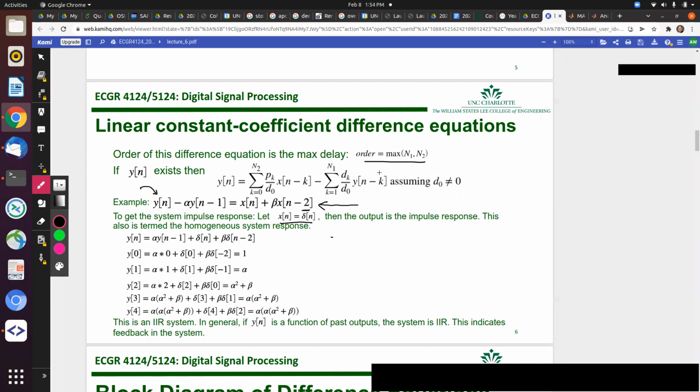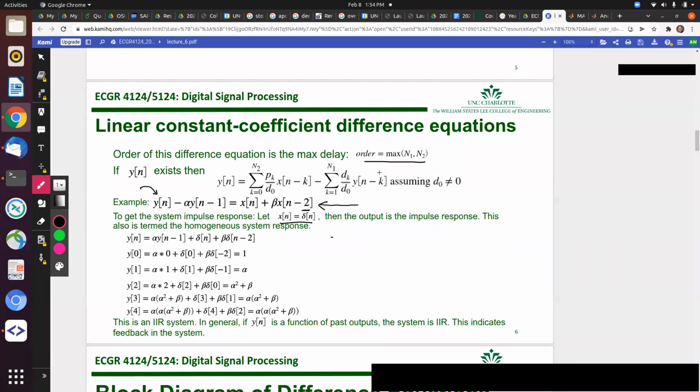It depends on the order. So you need as many conditions as the order of the equation. If you have a first order equation, you need 1 initial condition. If you have a second order differential equation, you need 2 initial conditions. That does not change for difference equations. You want to solve a first order difference equation, you need 1 initial condition. You want to solve a second order difference equation, you need 2 initial conditions.